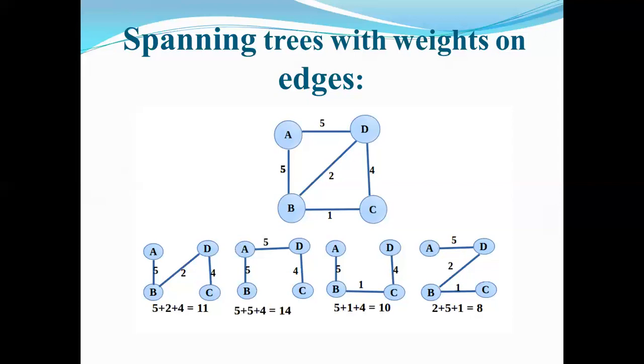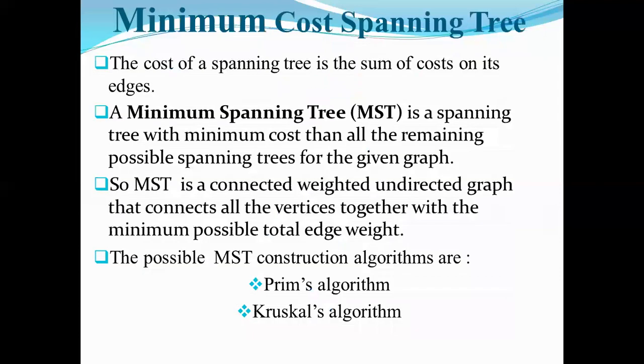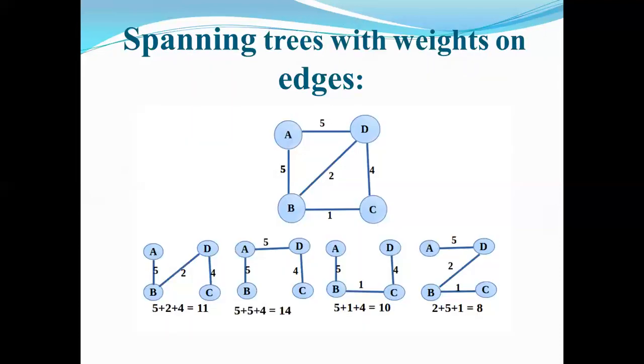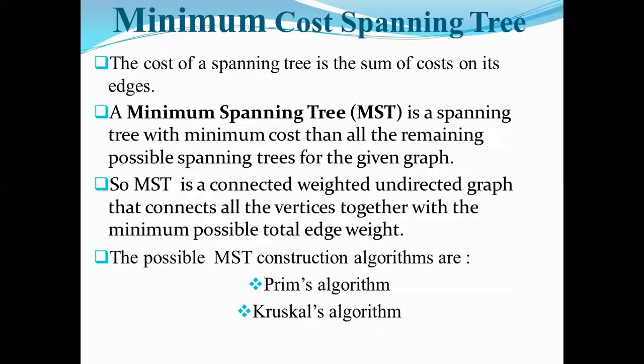But by using Prim's and Kruskal's algorithms, we can directly construct spanning trees. If you want to construct spanning trees like this, you must construct 16 spanning trees. Out of 16 spanning trees, you must select one optimal spanning tree which contains minimum cost. What is optimal? Optimal means minimum cost spanning tree. Optimal means minimum. So the minimum cost spanning tree we must calculate. So that's why we use Prim's algorithm and Kruskal's algorithm for constructing spanning trees.